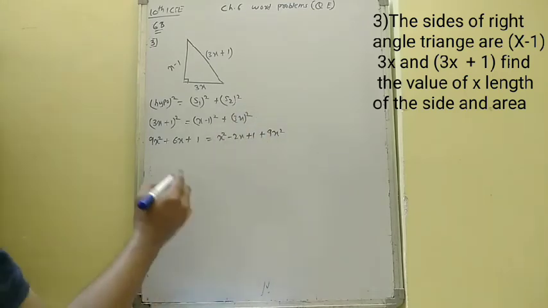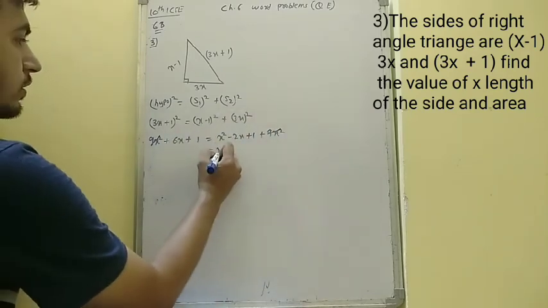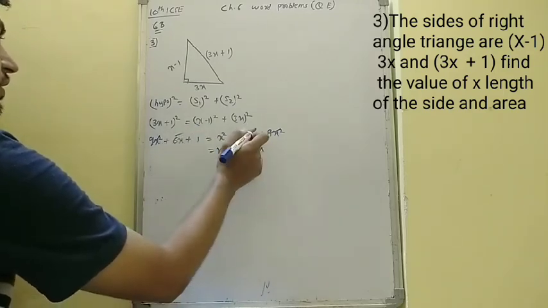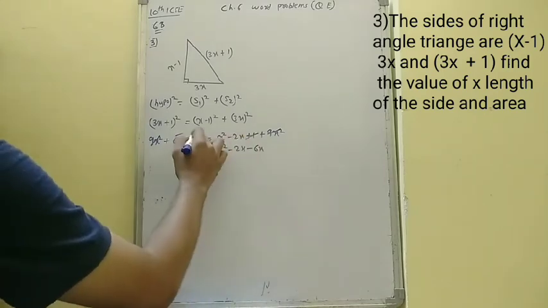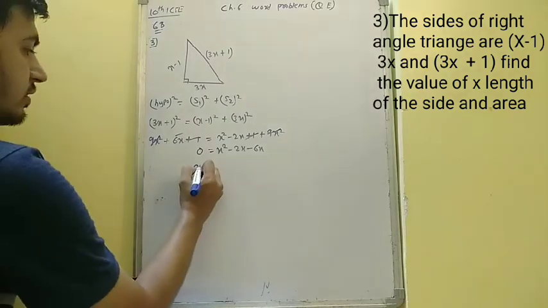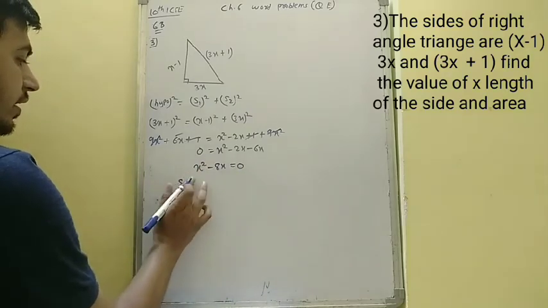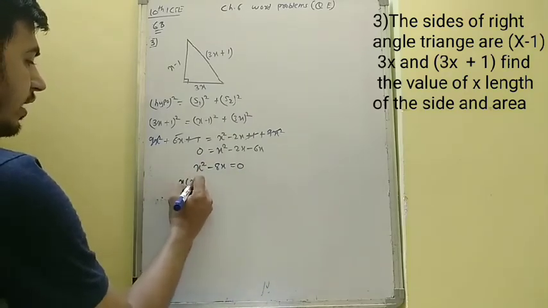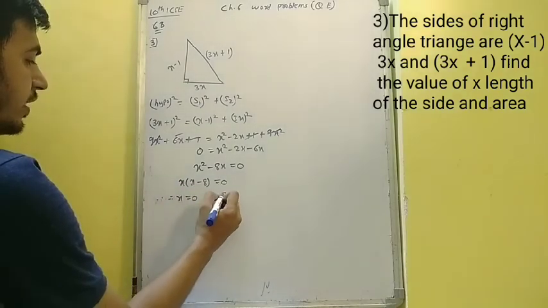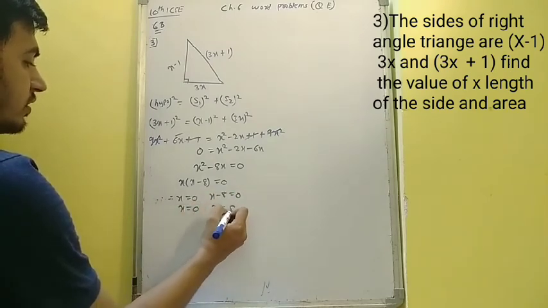Okay, so 9x square will get cancelled. So we have x square over here, minus 2x plus 6x will go there, become minus 6x, and plus 1 will also get cancelled. We don't have anything, then it is 0 over here. Okay, so I will write this as x square minus 8x is equal to 0. Taking x common, I will have x minus 8 is equal to 0. Therefore, x is equal to 0 and x minus 8 is equal to 0. Therefore, value of x is 0 and value of x is 8.